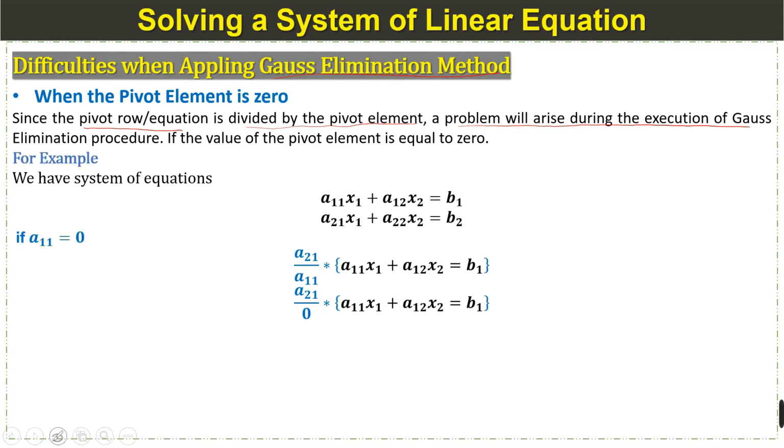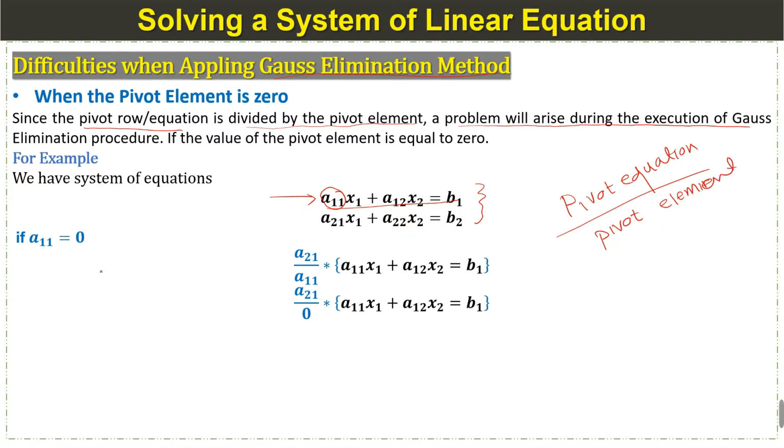For example, we have a system of two equations, and this is the pivot equation, and this is the pivot element. Okay, so when applying the Gauss elimination method, we divide the pivot equation by the pivot element. We divide the pivot equation with the pivot element, and when a11 is equal to 0, then we know that this is the undefined form or infinity. We face difficulty to apply the Gauss elimination method when this is equal to 0.